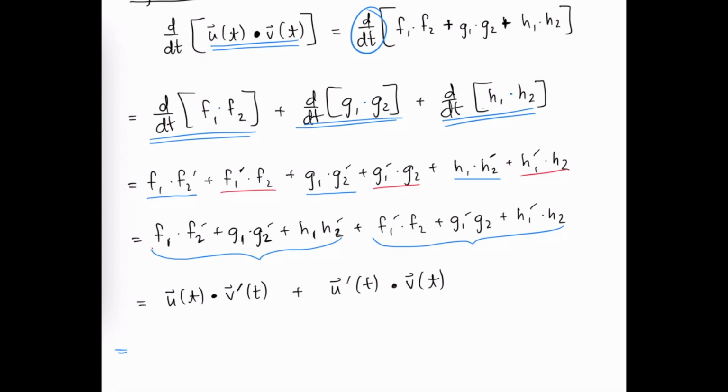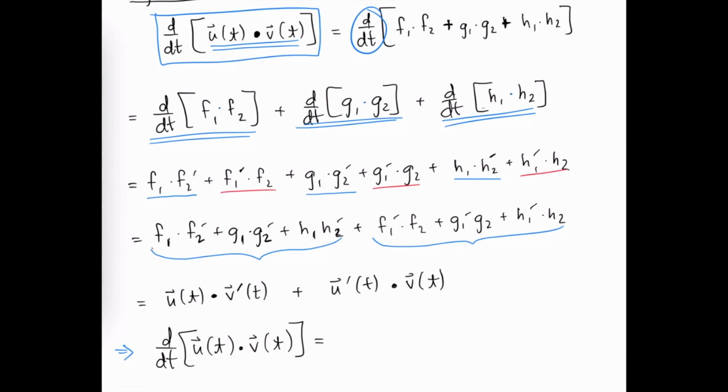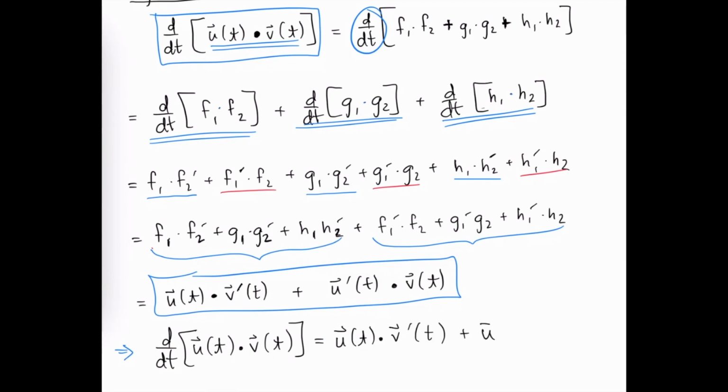So in conclusion, what we saw was that when we started with the left-hand side of the property, which was the derivative of the dot product of u dot v, we took smaller steps to find out that what that turns out to be is u dot v prime plus u prime dot v, and that is the property that we were trying to prove.